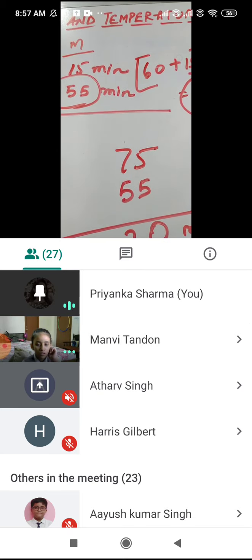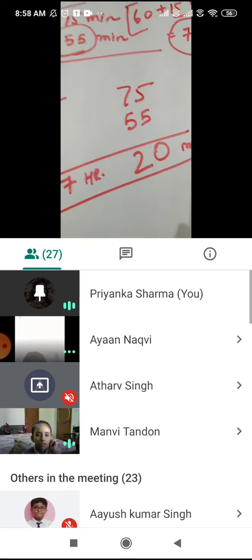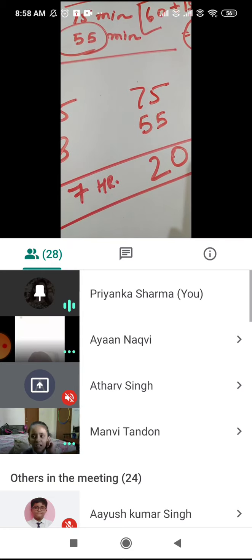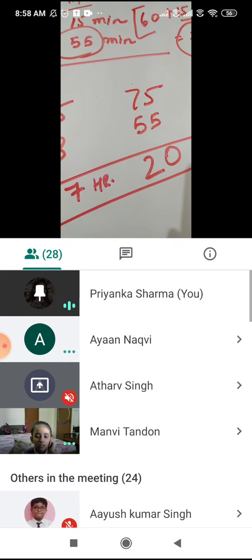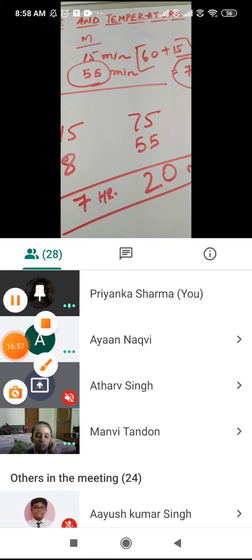Is that clear to everybody now? How do we borrow? When we borrow one, that means we are borrowing 60 minutes and we add 60 minutes to the number. Clear?